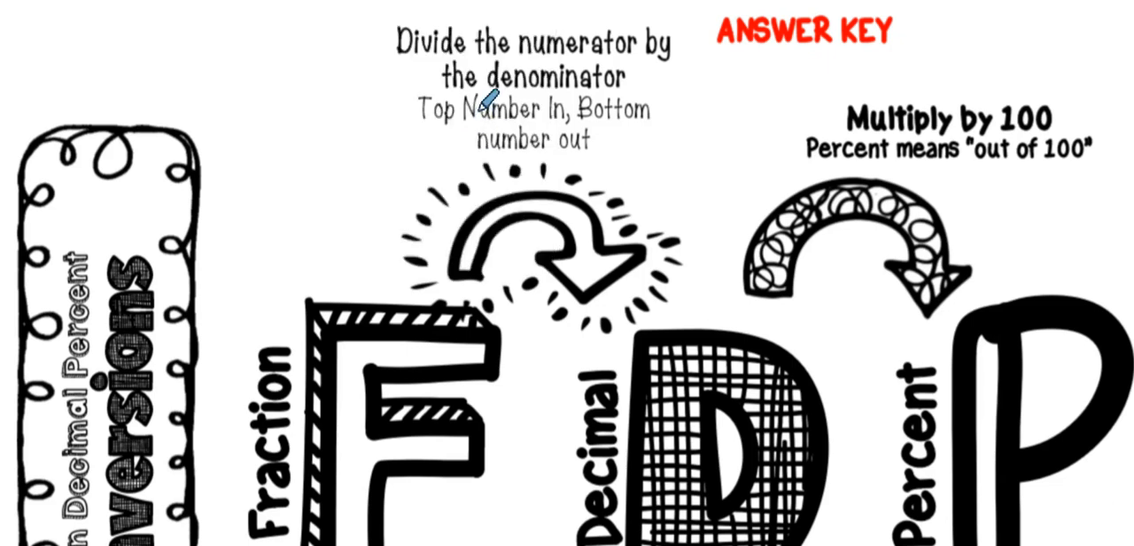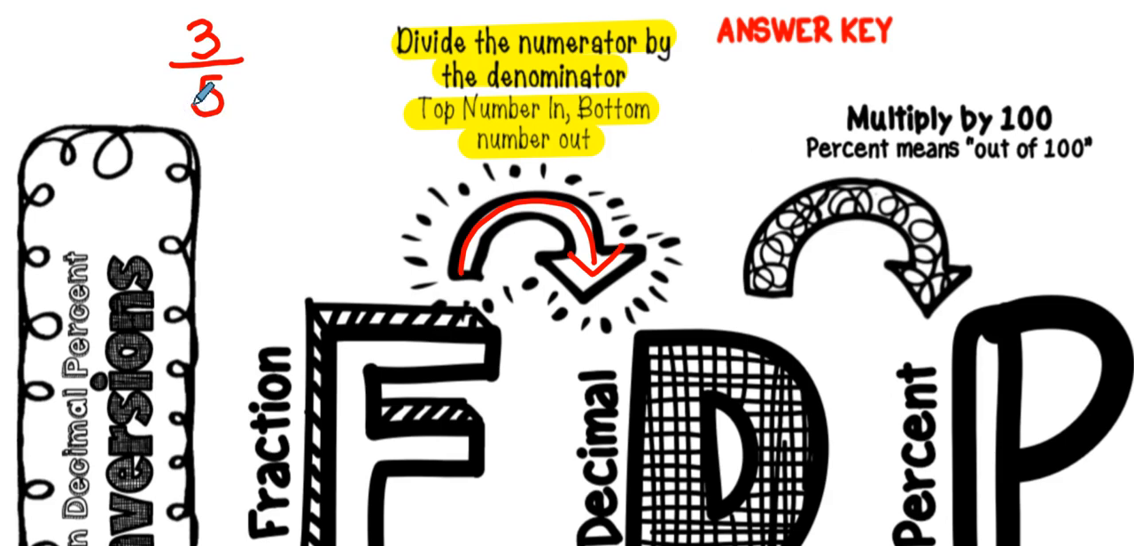When you're going from a fraction to a decimal, you're dividing the numerator by the denominator, so your top number goes in the box when you're dividing, and your bottom number out. All right, you may not quite understand what I mean by that right now, so let's look at a quick example before you go on to the next part. So let's say I'm going from a fraction to a decimal, right? So I'm going to think of a fraction. Let's say 3/5.